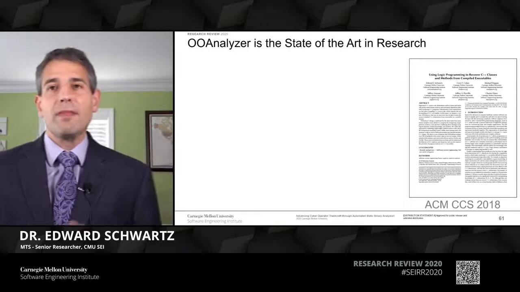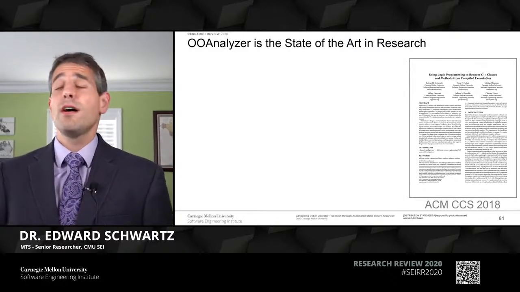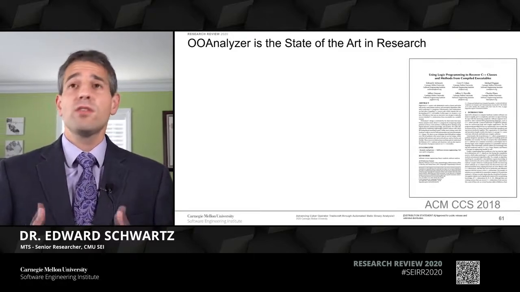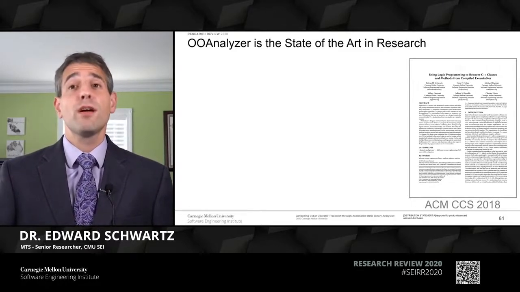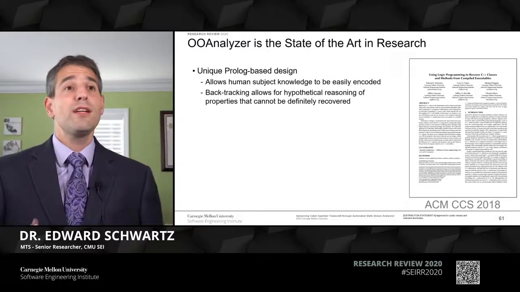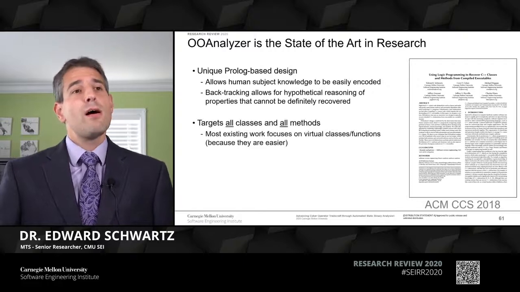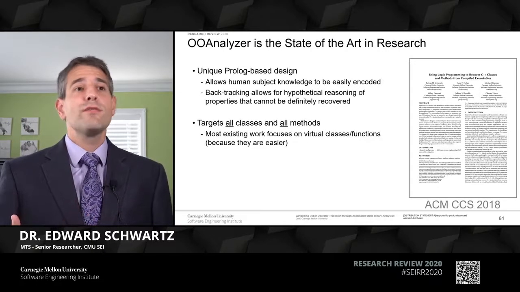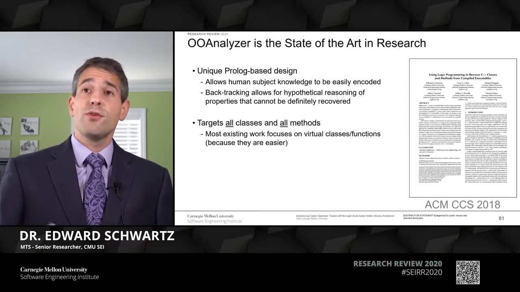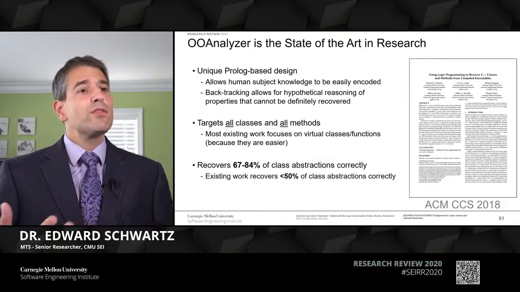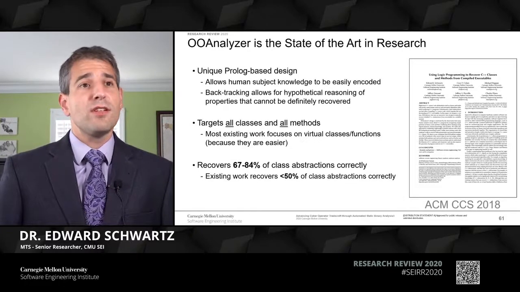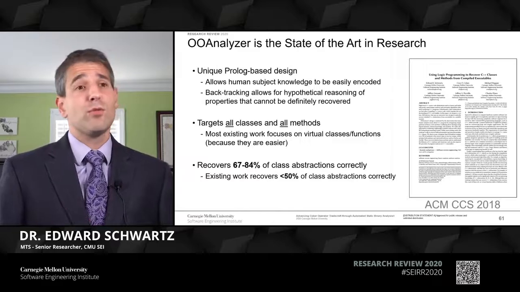All right, thanks, Cory. So we published this work on OOAnalyzer originally back in 2018. And at the time, it really was an advance in the state of the art when it comes to research. As Cory described, a lot of this has to do with the unique Prolog-based design. But it's also unique in that it tried to recover information about all the classes and all the methods in the executable, which most existing work did not. And it was also much more accurate than existing work.